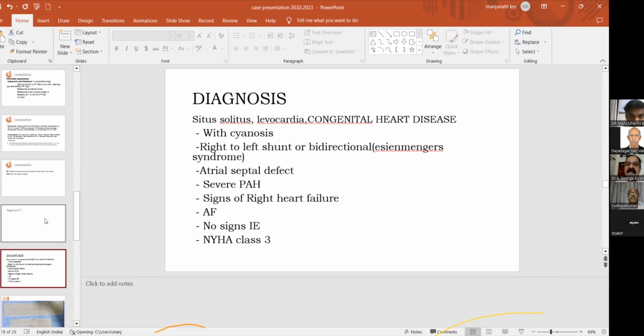What is your definition of pulmonary arterial hypertension? Hemodynamic definition.